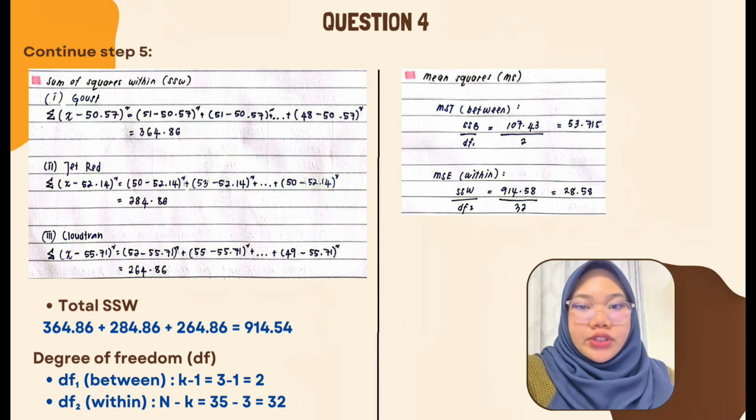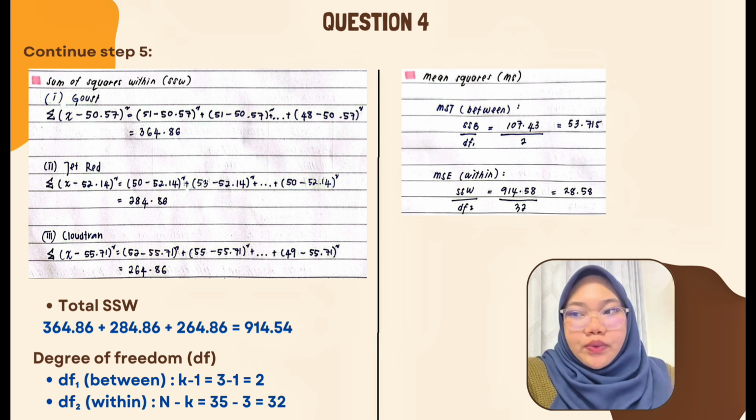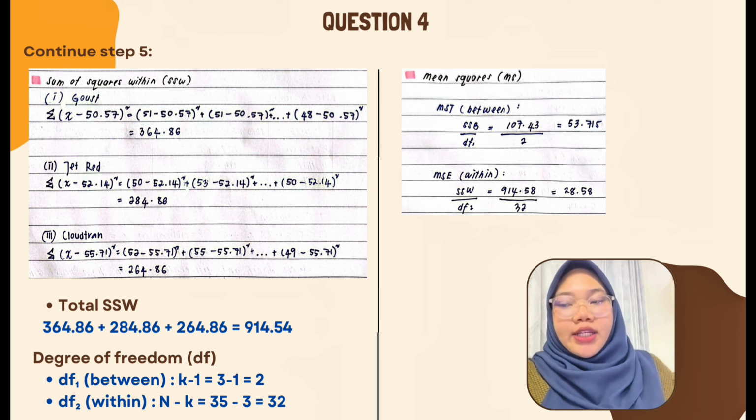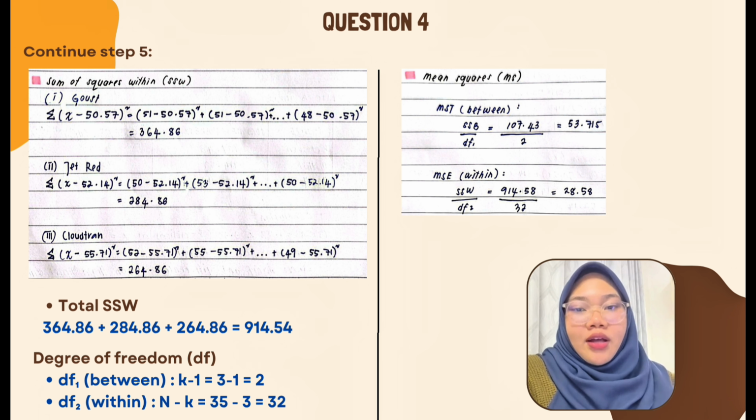Now this is the continuation of the calculation before. We will start with the sum of squares within, that is SSW. For SSW, we start with Ghost: sigma of (x minus 50.57) squared equals (51 minus 50.57) squared plus (51 minus 50.57) squared, all the way down to (48 minus 50.57) squared. After all the calculation, you will get 364.86. Then we continue with JetRed: sigma of (x minus 52.14) squared equals (50 minus 52.14) squared plus (53 minus 52.14) squared, all the way until the last one, that is (50 minus 52.14) squared.